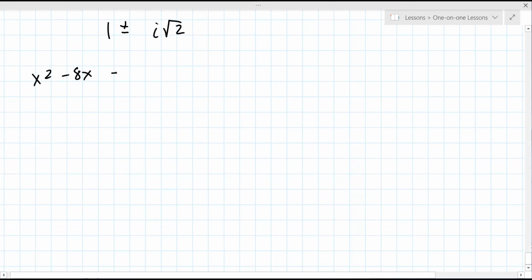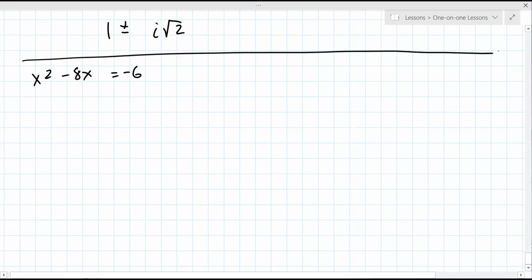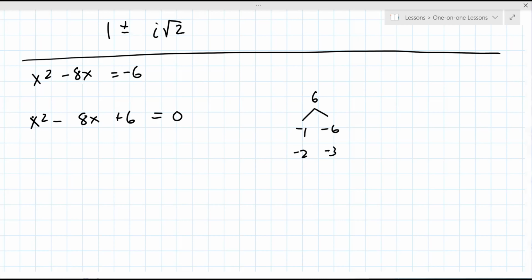Okay, x squared minus 8x equals -6. You definitely want to get everything on one side of the equation before you start. So you get x squared minus 8x plus 6 equals 0. So again, you're trying to find the factors of 6. Do any of them multiply or add up to -8? You can see right away that they do not. So this one is considered prime, not factorable, which means that you have to use the quadratic formula.